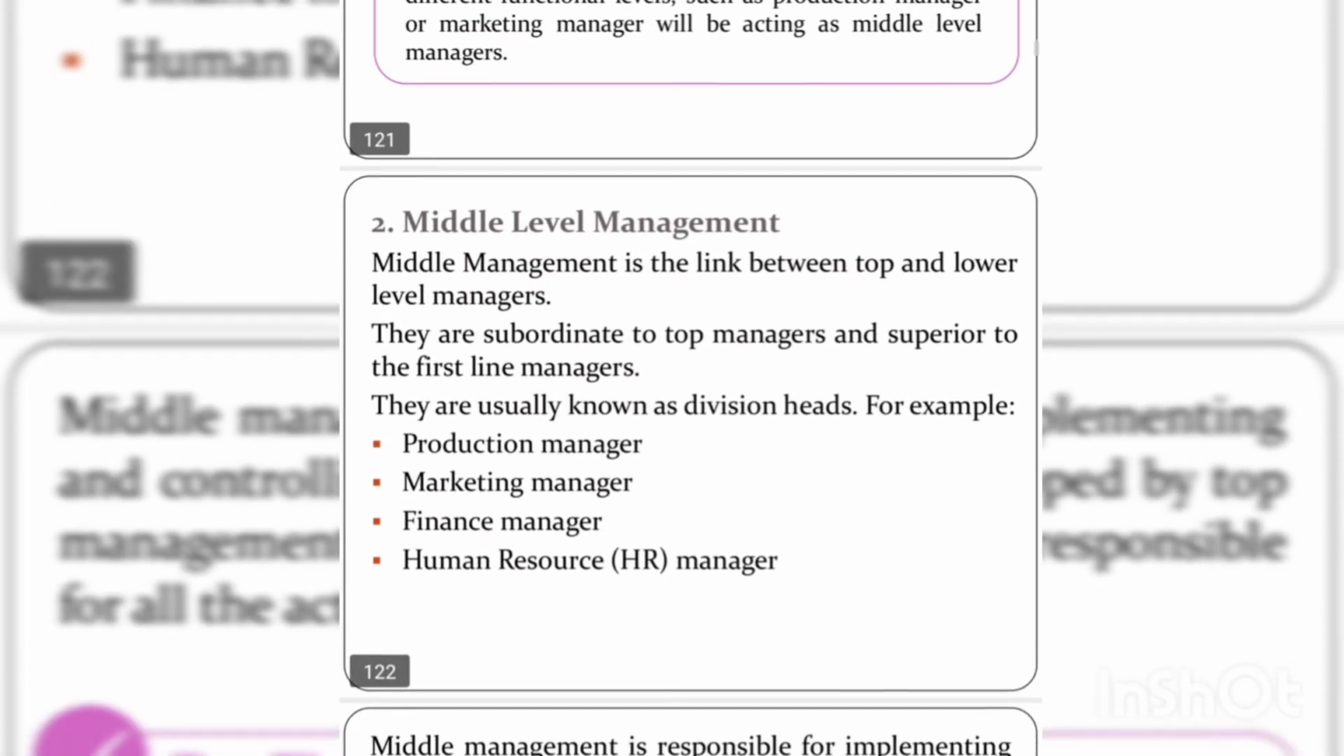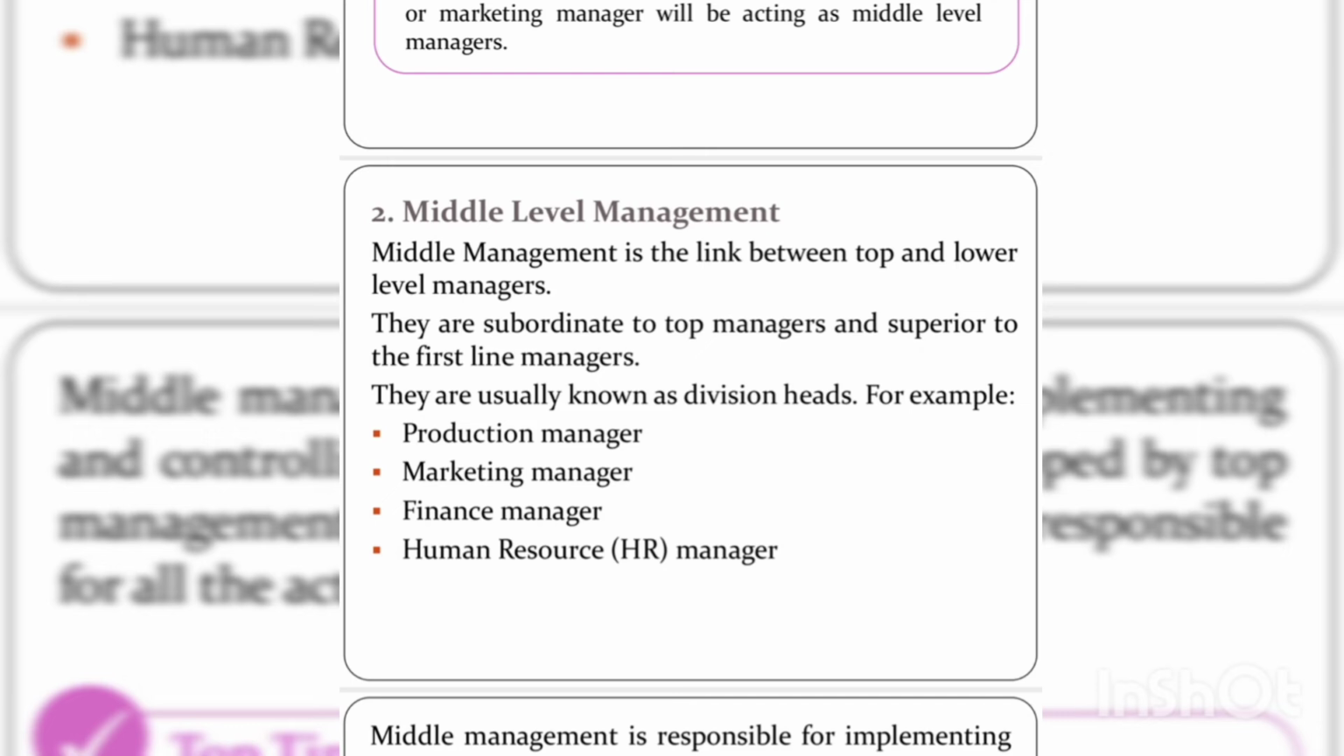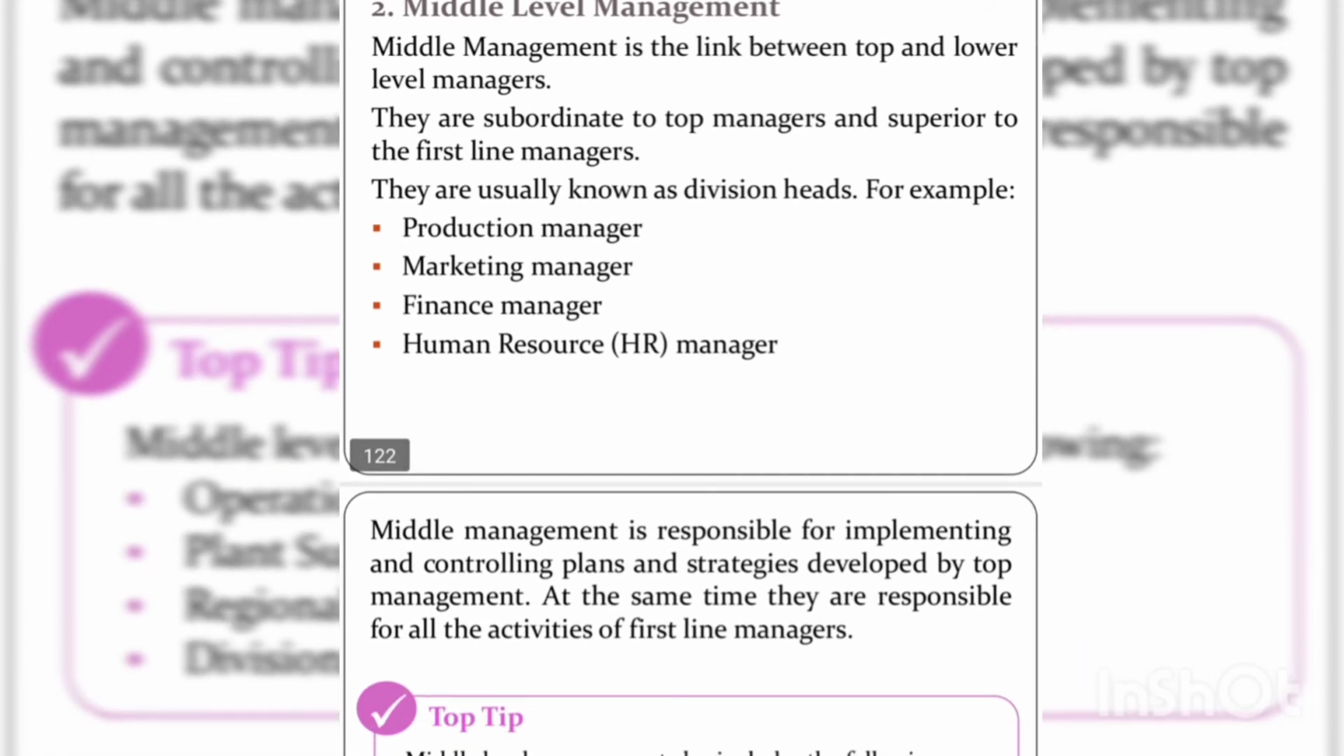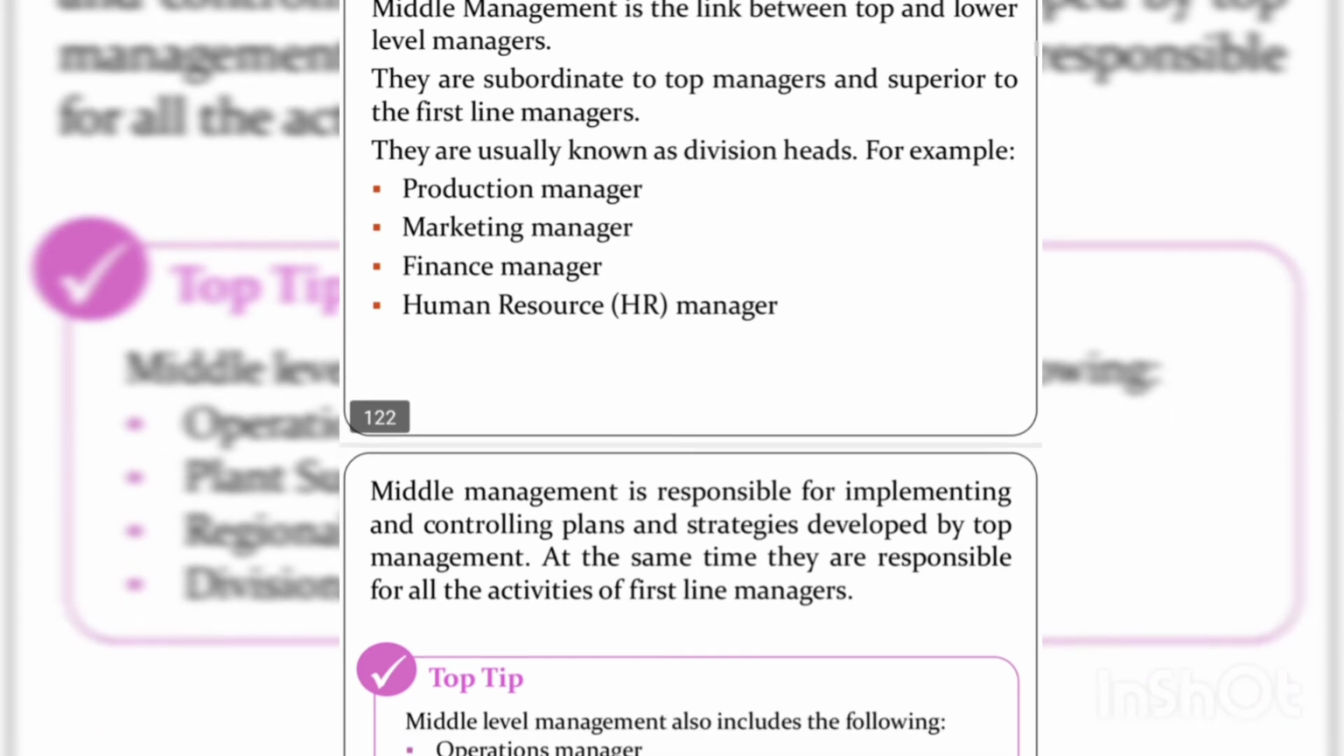Moving on to the next level, we have the middle level of management. Here, it is acting like a linking pin between the top level managers and the lower level managers. These are subordinate to the top level and superior to the first line managers. Who are first line managers? Those who are at the lower level. There are certain examples. These are divisional heads, production manager, marketing manager, finance manager, human resource manager. All these are examples of middle level management.